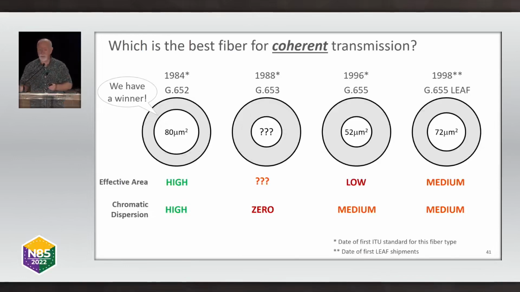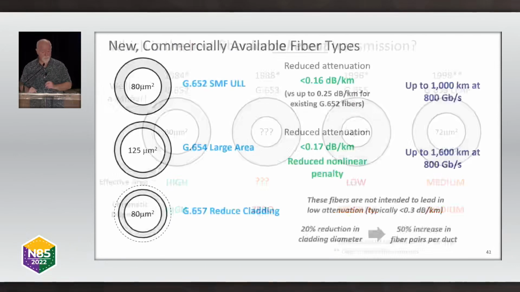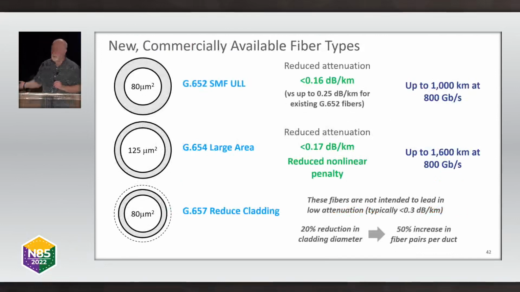Apparently about 90% of the fiber in the world is G652. So that's probably very good news. We have new commercially available fiber types with ultra low loss G652. There's a large effective area family of fibers, G654 fibers. They're used in some submarine cables. There are terrestrial network variants of these. The larger effective area means you have a lower nonlinear penalty. Raman amplifiers don't work quite so well on those large area fibers, but they're not bad. So that's an option as well.